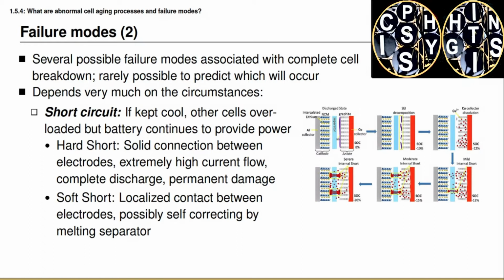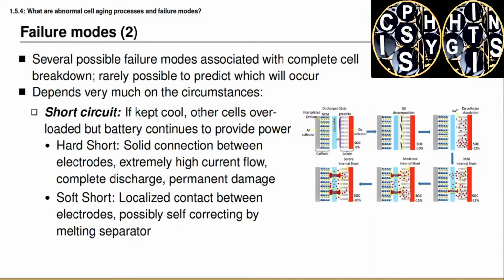The second type of short circuit is called a soft short, and this happens when there is localized contact between the electrodes somewhere internal to the battery cell, but not global contact, and really a fairly high resistance local contact even. In some cases, this is self-correcting because locally the battery cell heats up and it might melt the separator material and then eliminate the contact between the two electrodes as the separator fills that area.